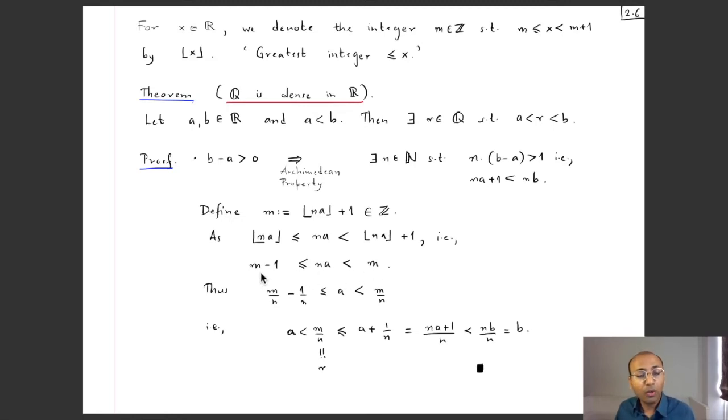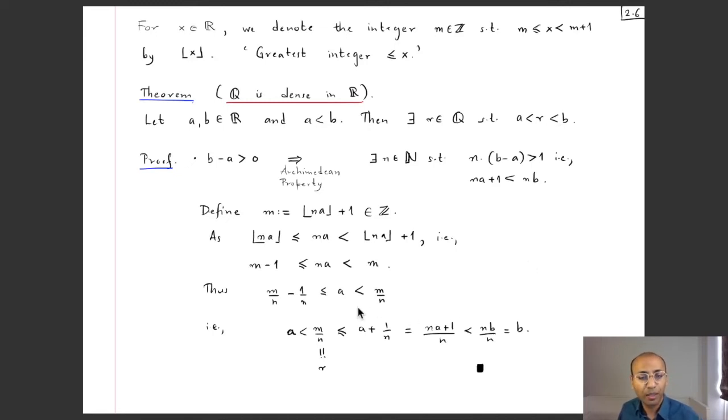Now we can divide throughout by n. Recall that n is a natural number, so when we do this division the inequalities are preserved. If we divide throughout by n, then we get that m by n minus 1 by n is less than or equal to na by n, which is a, and that in turn is less than m by n. Now this m is an integer and n is a natural number, so m by n is a well-defined rational number. And we claim that this rational number has the property that it lies in between a and b.